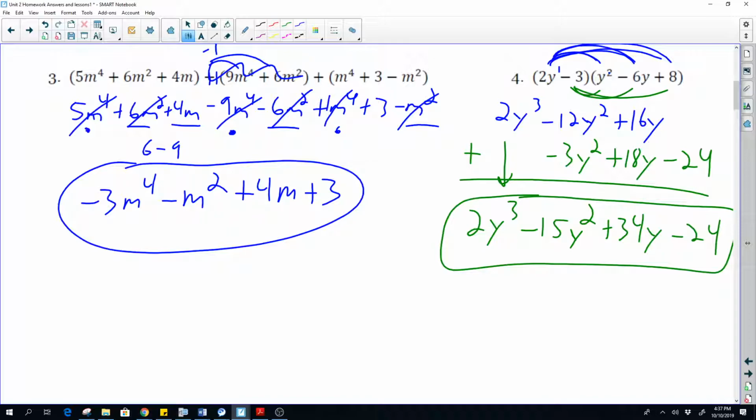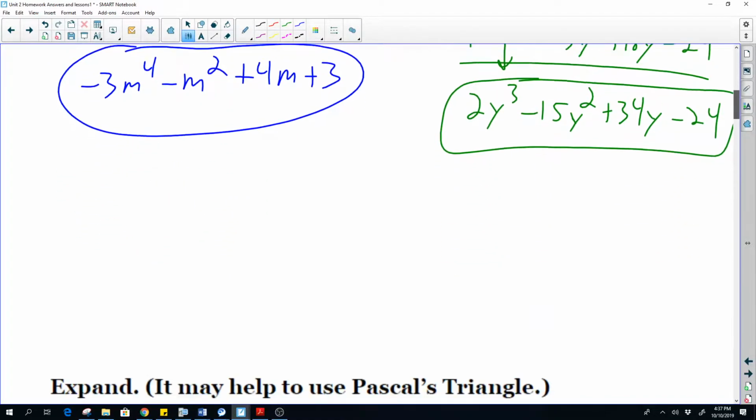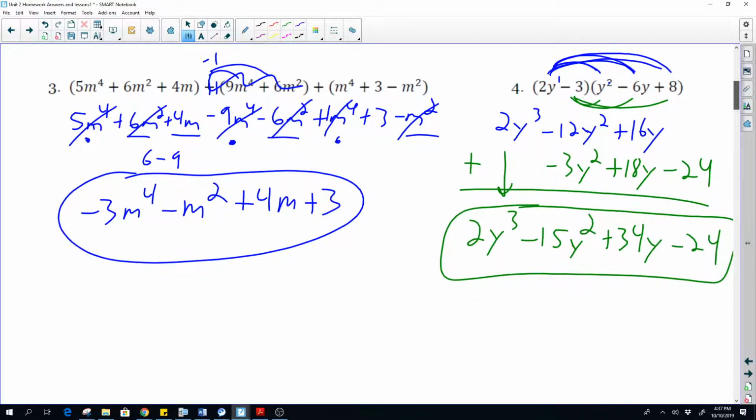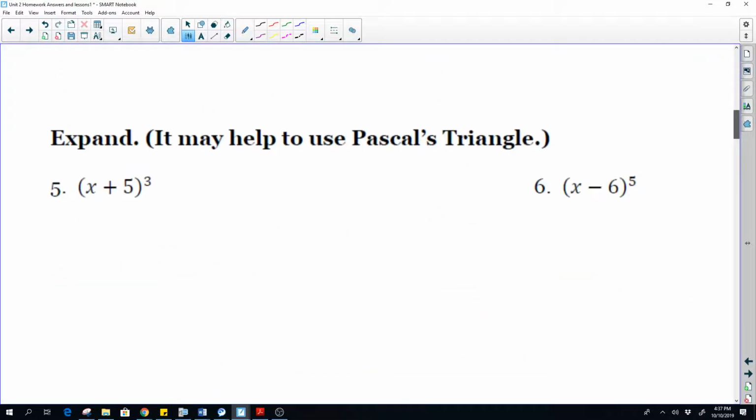Excellent. There we go. So there's how we do that multiplying and combining one. You will see one of each of these on the quiz.